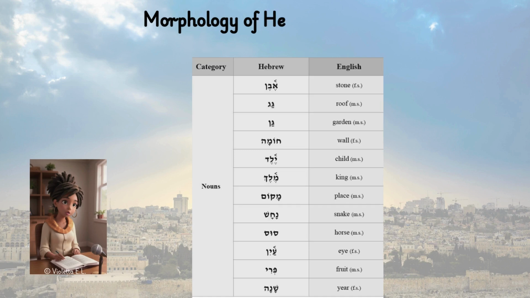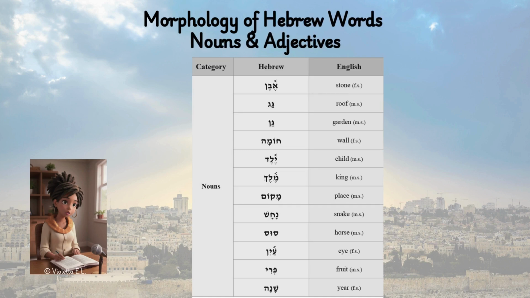Welcome to Biblical Hebrew, Lesson 24. Today we are looking at the morphology of Hebrew words, nouns and adjectives. So we will learn about the basic forms and grammar of nouns and adjectives. Please write these words onto your flashcards.